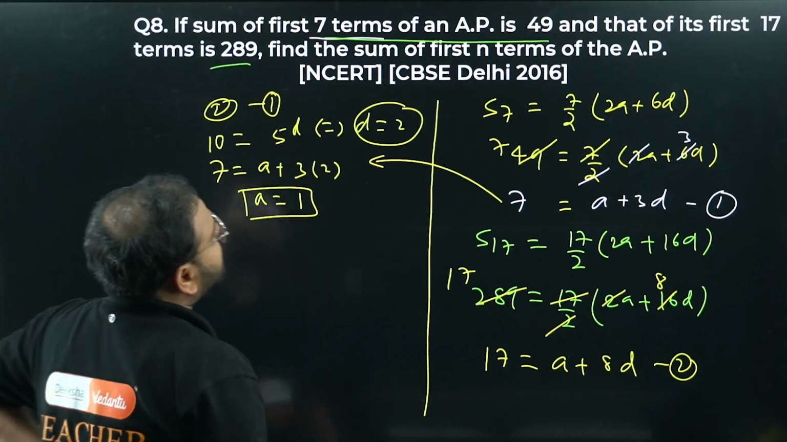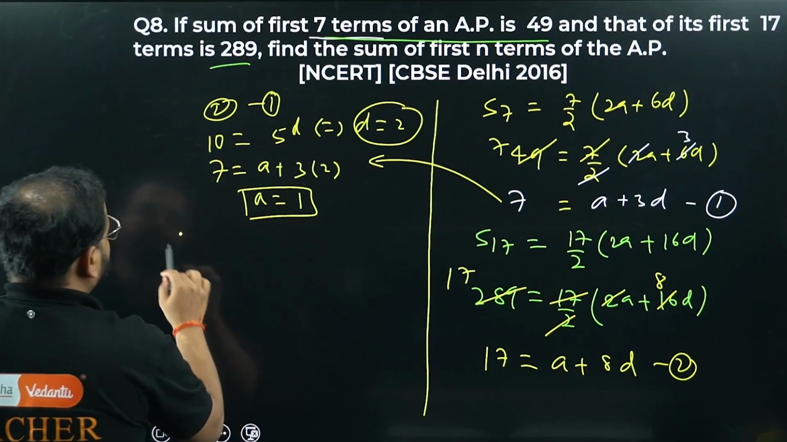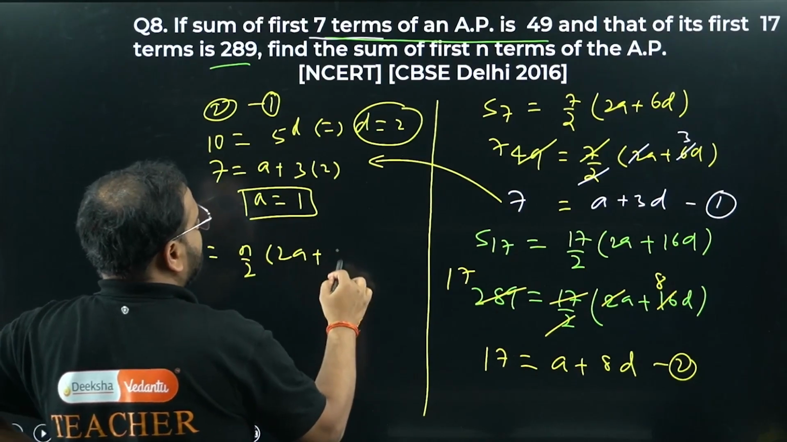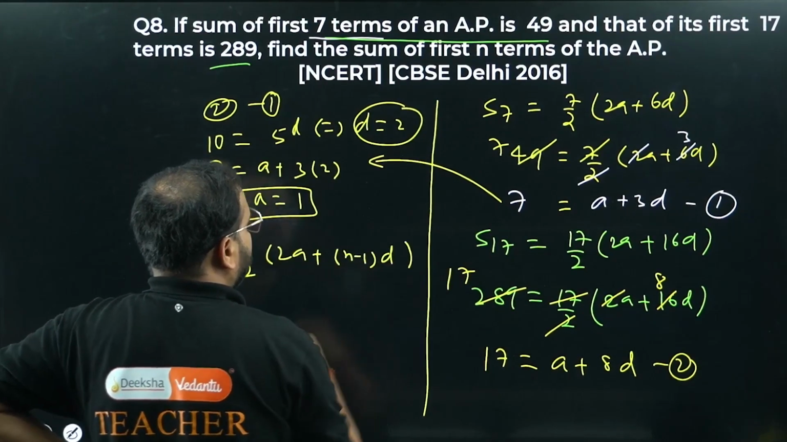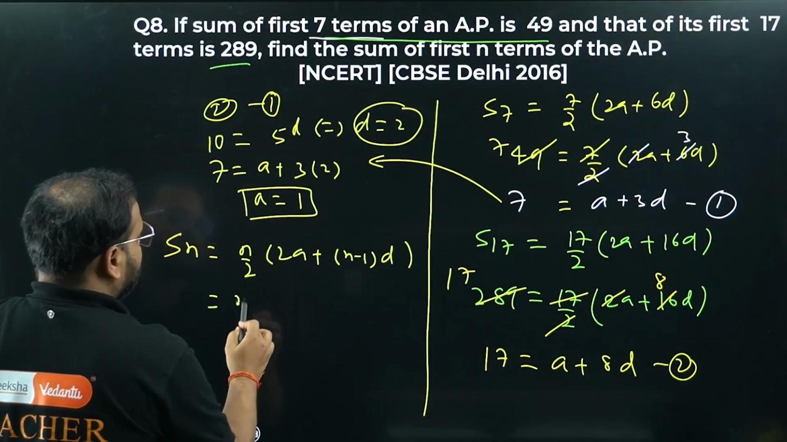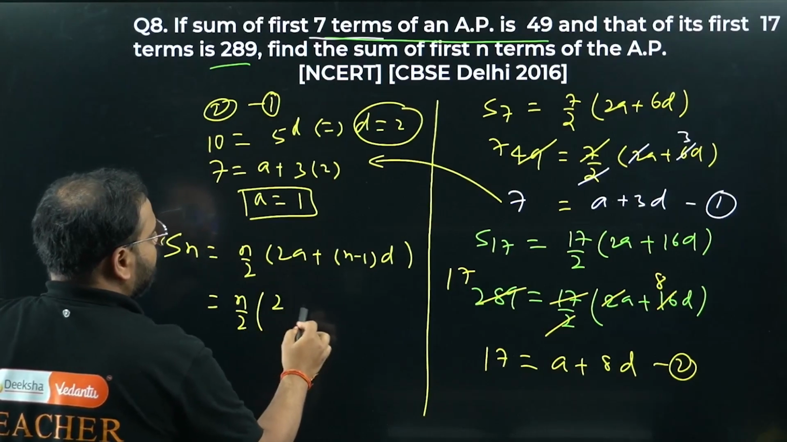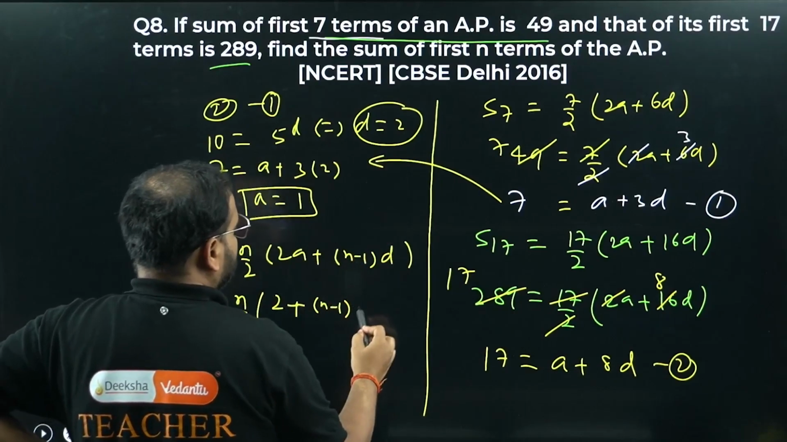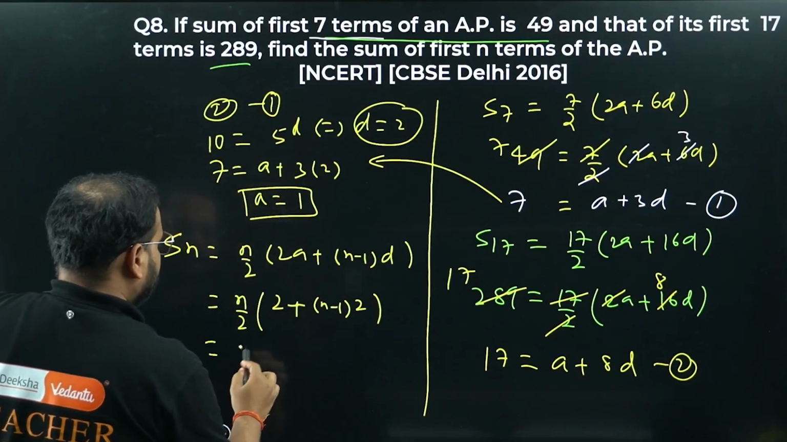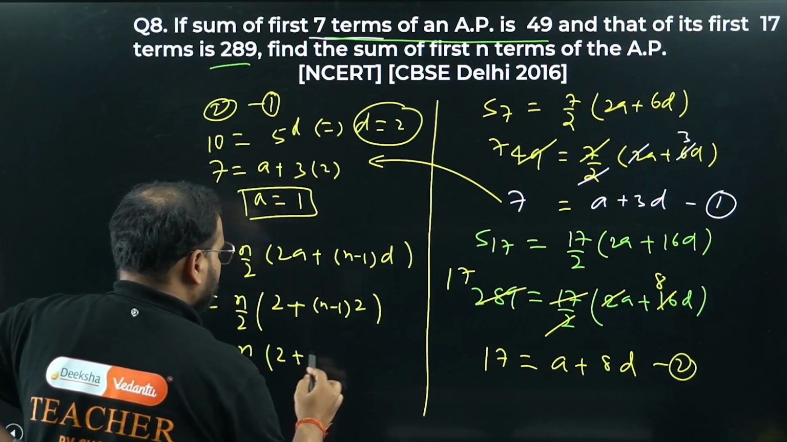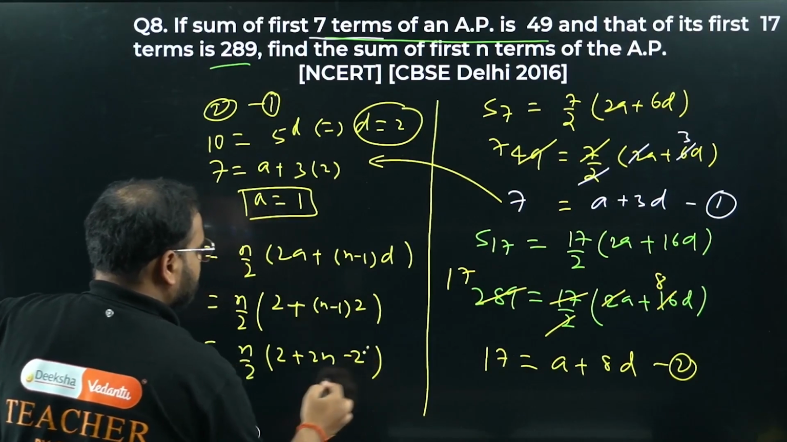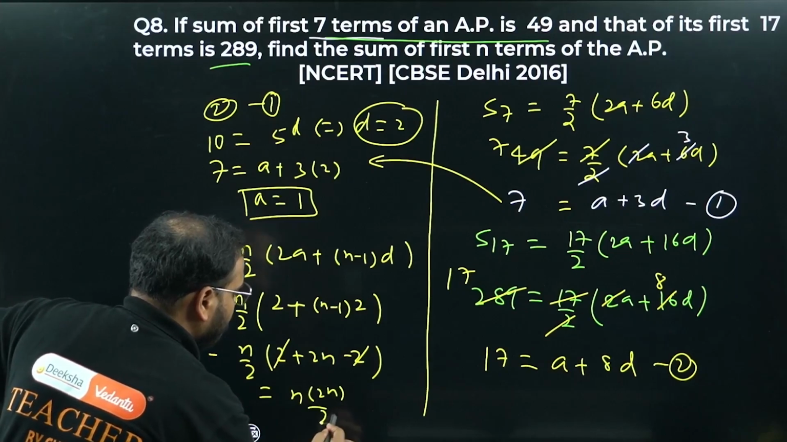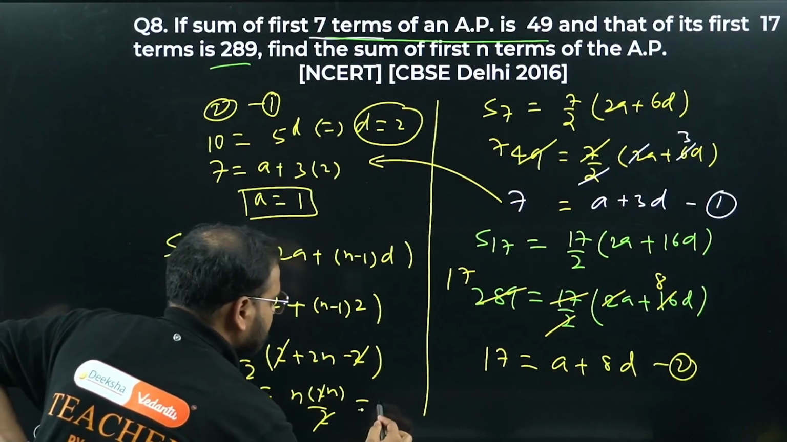a is 1. Find the sum of first n terms of the AP. Right here, n by 2, 2a plus n minus 1 times d. What's n? n is just n only. 2a will be 2. n minus 1 will remain n minus 1. What's d? d is going to be 2 again. Expand the bracket, I get n by 2, 2 plus 2n minus 2. Cancel 2 and 2, what I'm getting here? n times 2n by 2. Cancel this 2 and 2, simply n square.